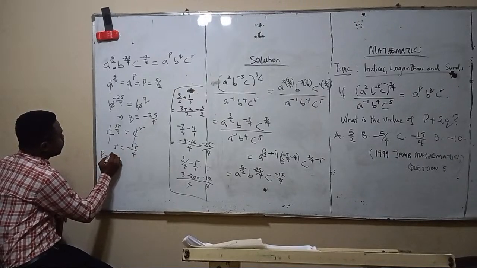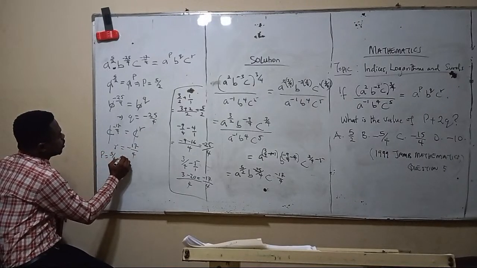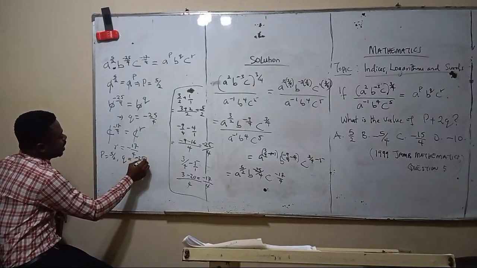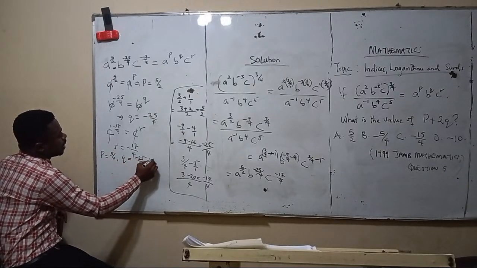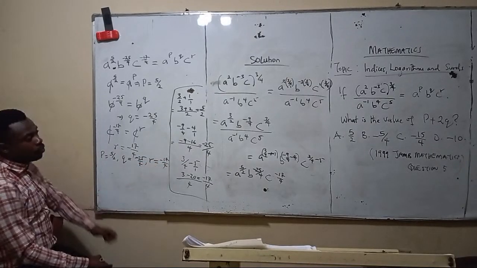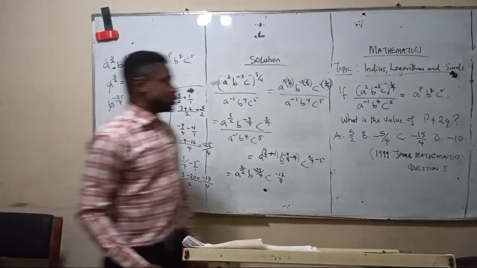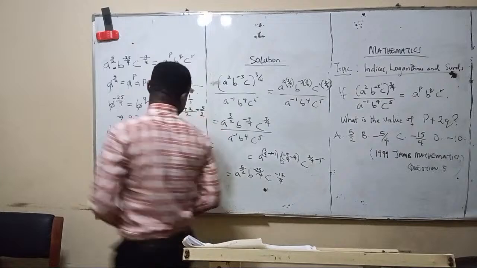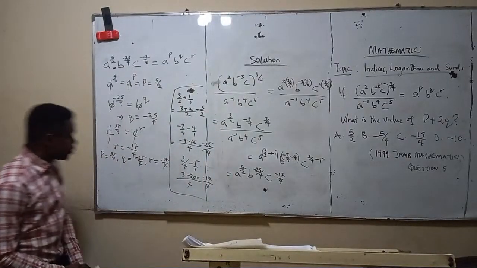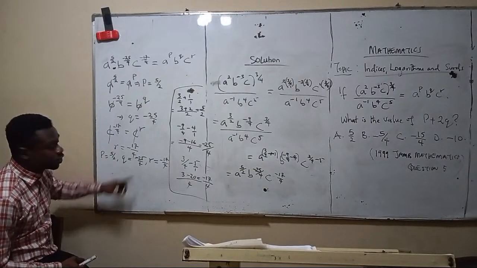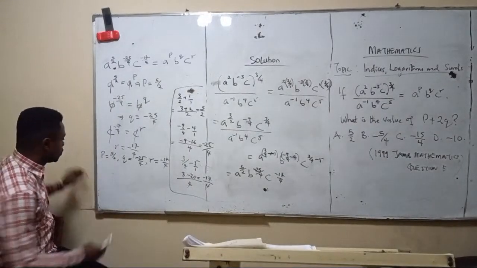So p is equal to 5 over 2. q is equal to minus 25 over 4. r is equal to minus 17 over 4. But the question says that we should find p plus 2q. So let's substitute p and q. Let's substitute 5 over 2 for p and minus 25 over 4 for q. So let's go.